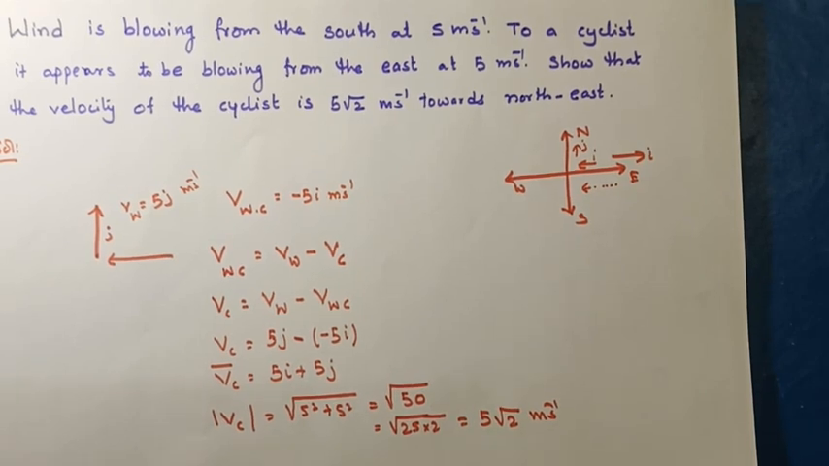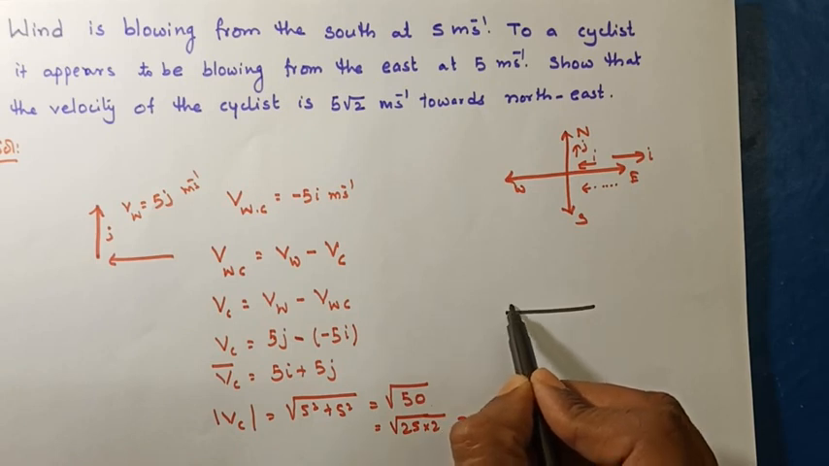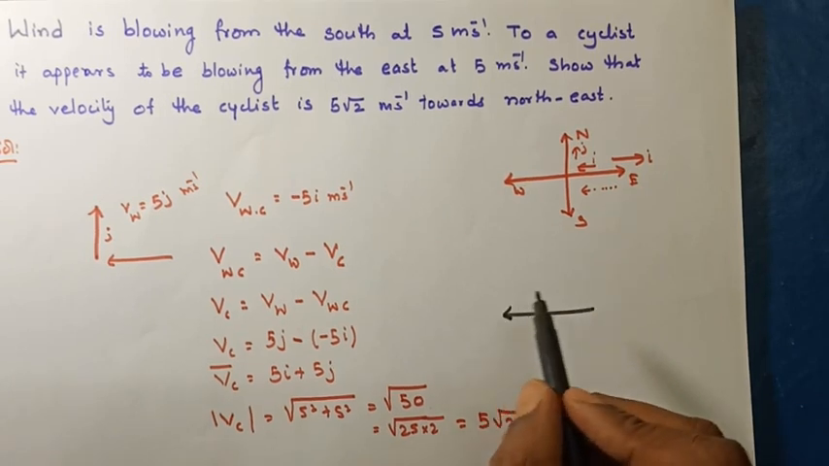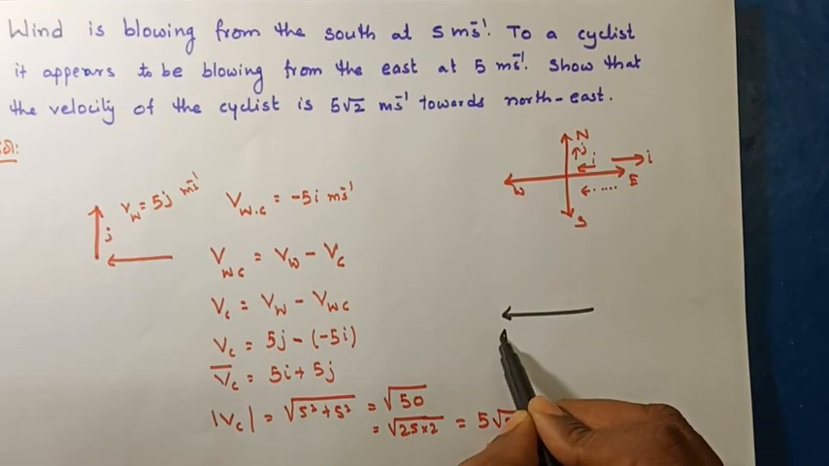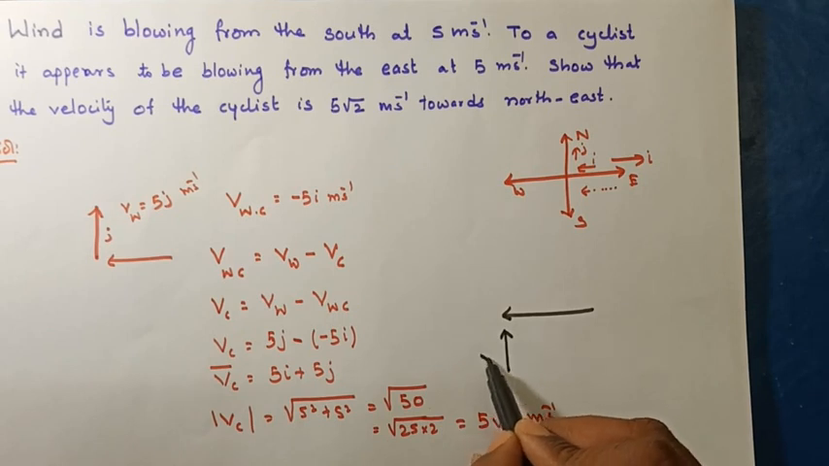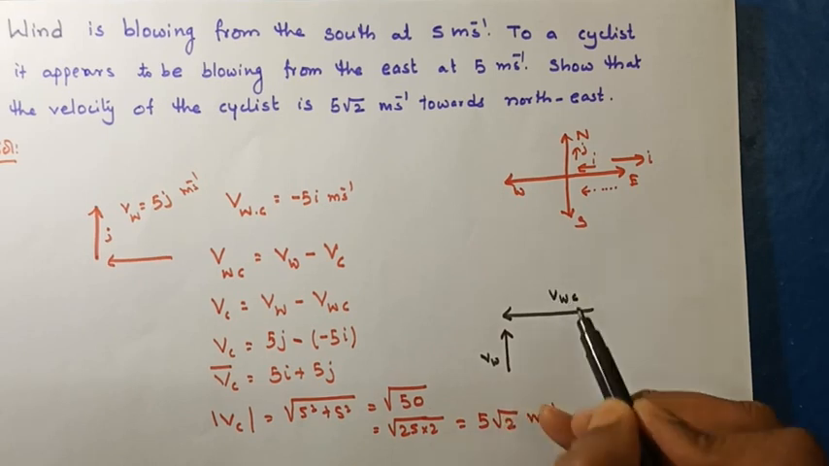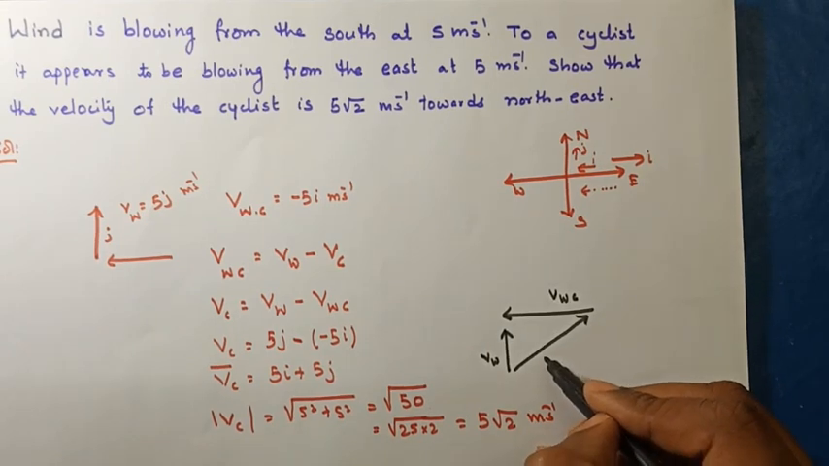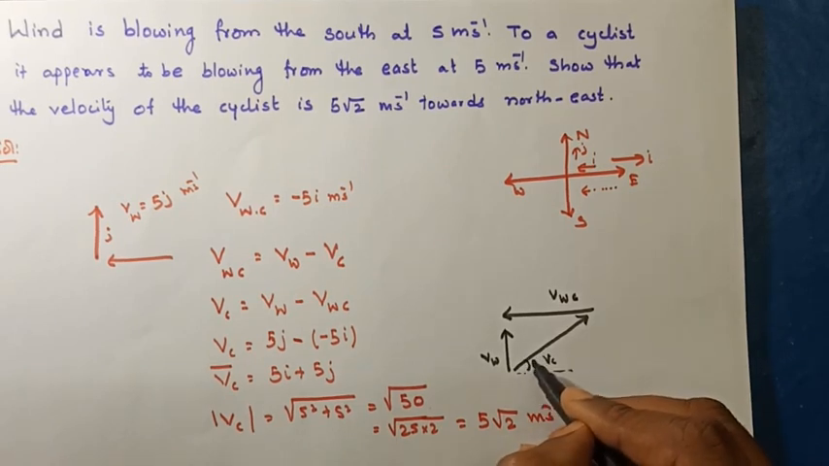Now the other important thing is how to write the direction. See, this is one vector and there are two other vectors. Now the actual wind is coming from east. The velocity of the wind is this one, and this is the velocity of the wind with respect to cyclist. This is called the velocity of the cyclist. Now what is the angle actually? Let this be theta.